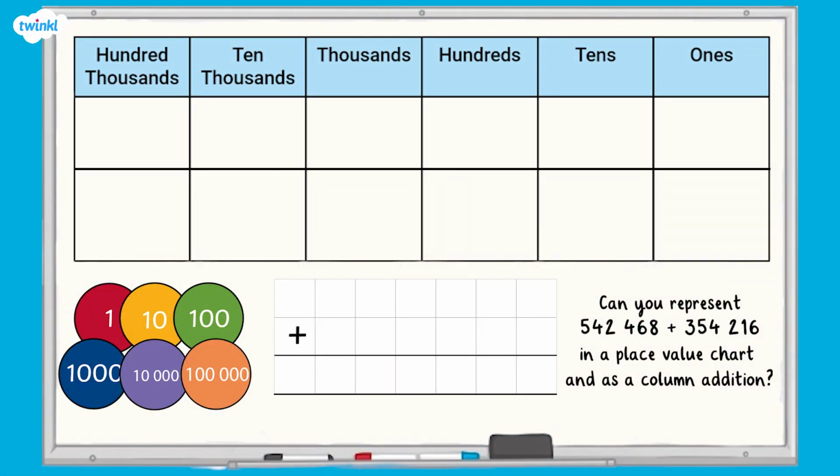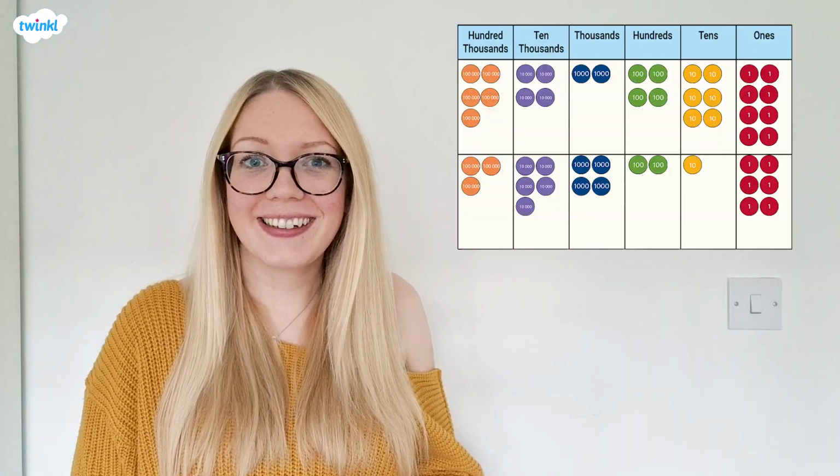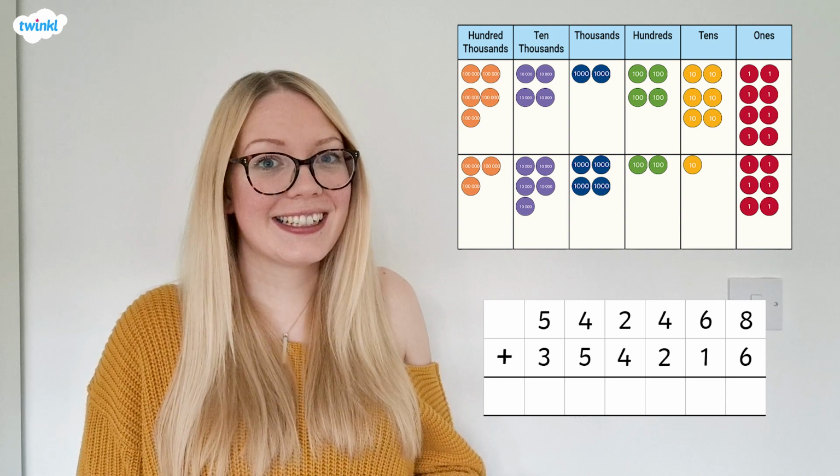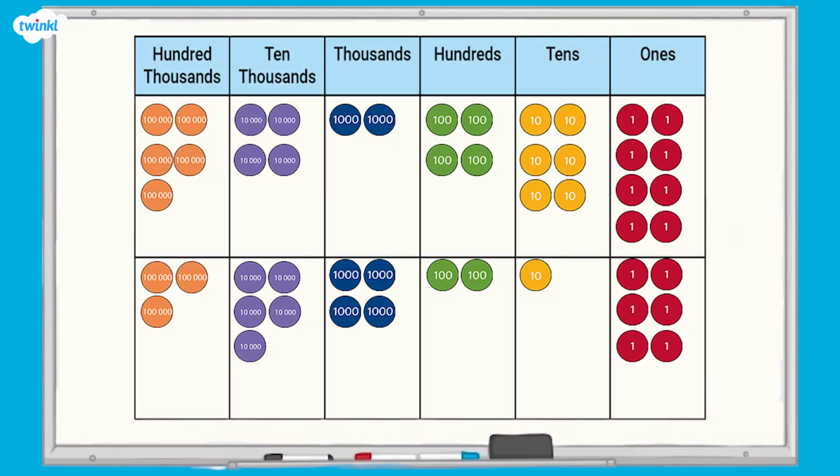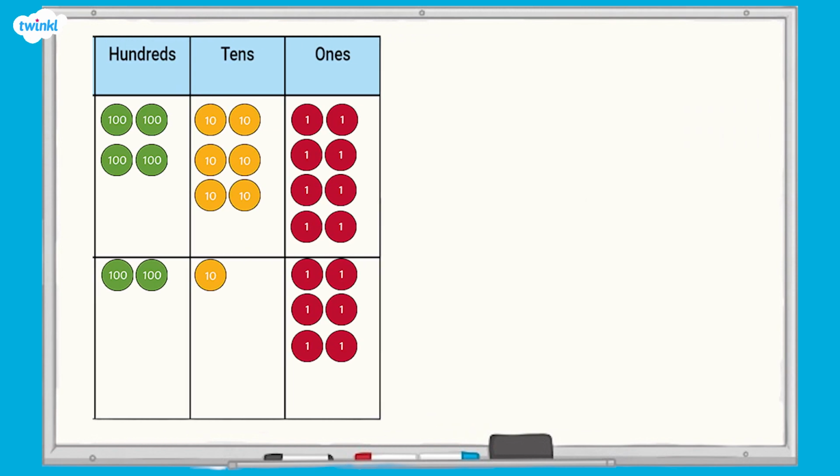Can you use your place value chart and counters to represent 542,468 plus 354,216 and write it as a column addition? Your place value chart should look like this, and your column addition should look like this. Have a look at your ones column now.